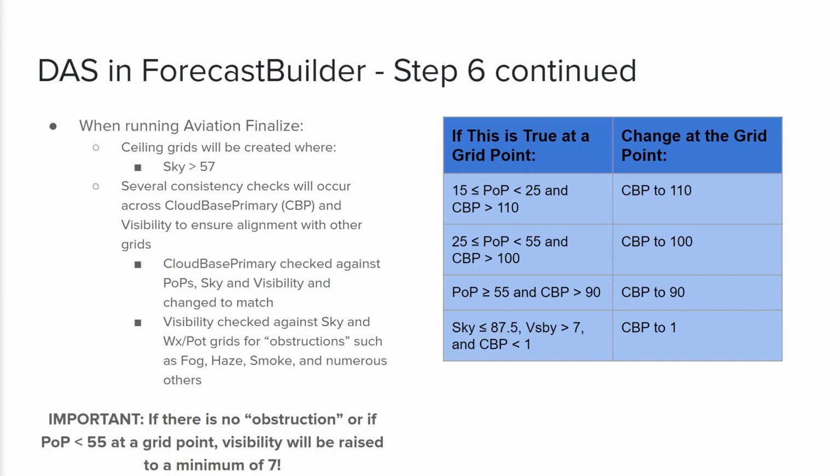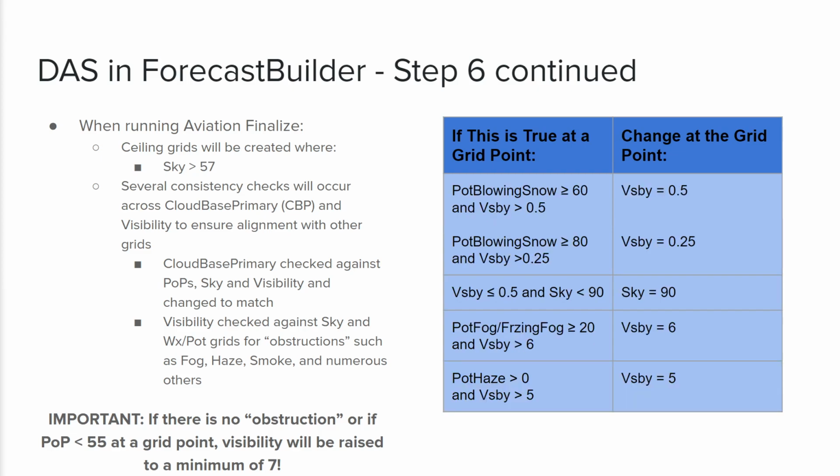Last will be a check of anything set less than 1, i.e. very low values of cloud-based primary. If sky cover isn't overcast and/or visibility isn't less than 7, the cloud-based primary will be set back to 1 in these situations.